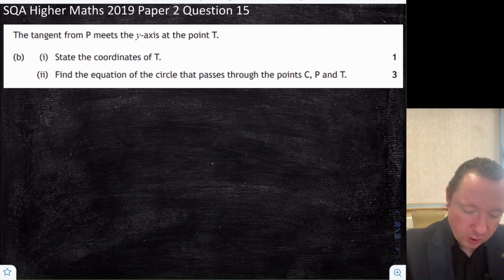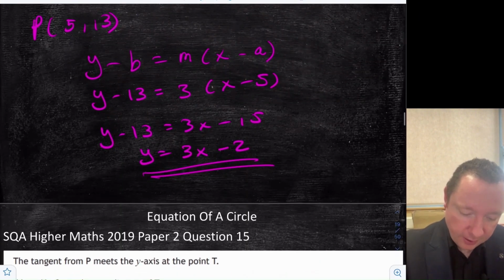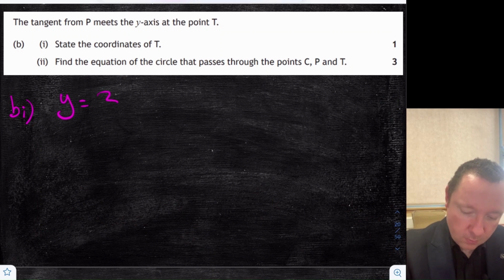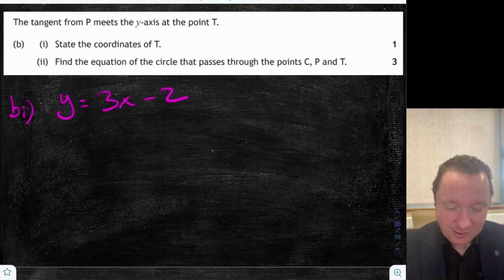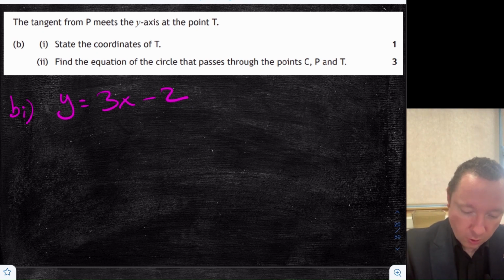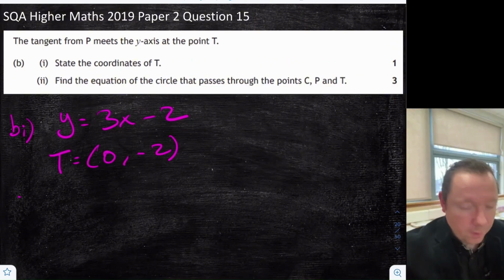Part B says the tangent at P meets the y-axis at point T. State the coordinates of T. Part B, aye. Remember, the equation of our tangent is y equals 3x minus 2. So it meets the y-axis when x is 0, in other words, y is minus 2. So the point is just 0, minus 2. And we're done there.